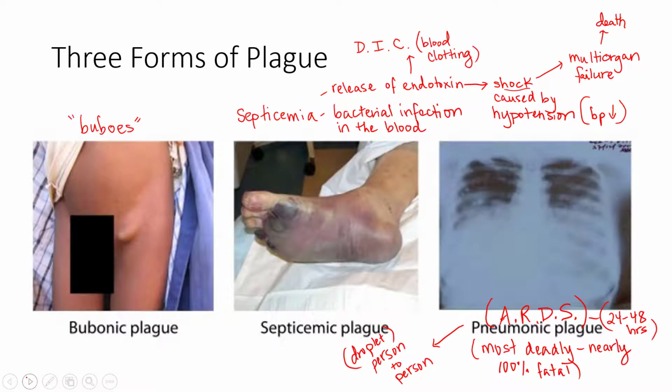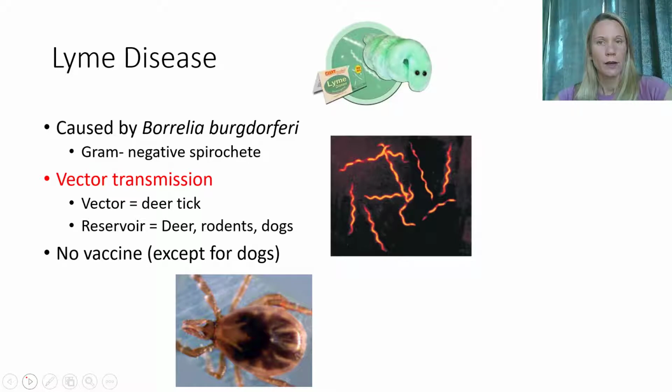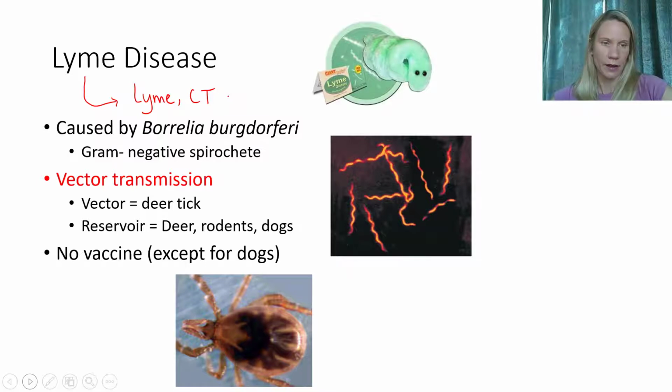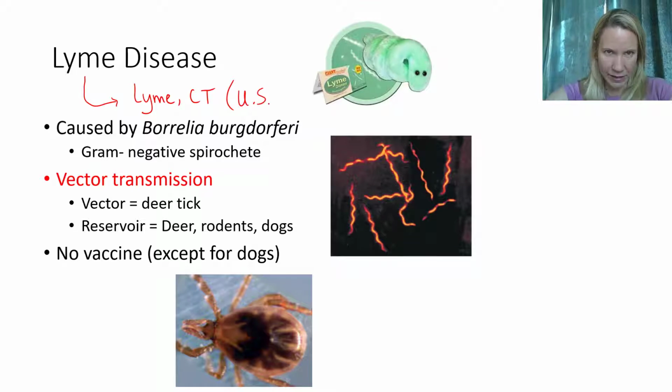Okay, moving on. Next disease, Lyme. Okay, Lyme disease. It gets its name because in the United States, there were a cluster of cases that were identified in the city of Lyme, Connecticut, in the United States. And this was in the 1970s.